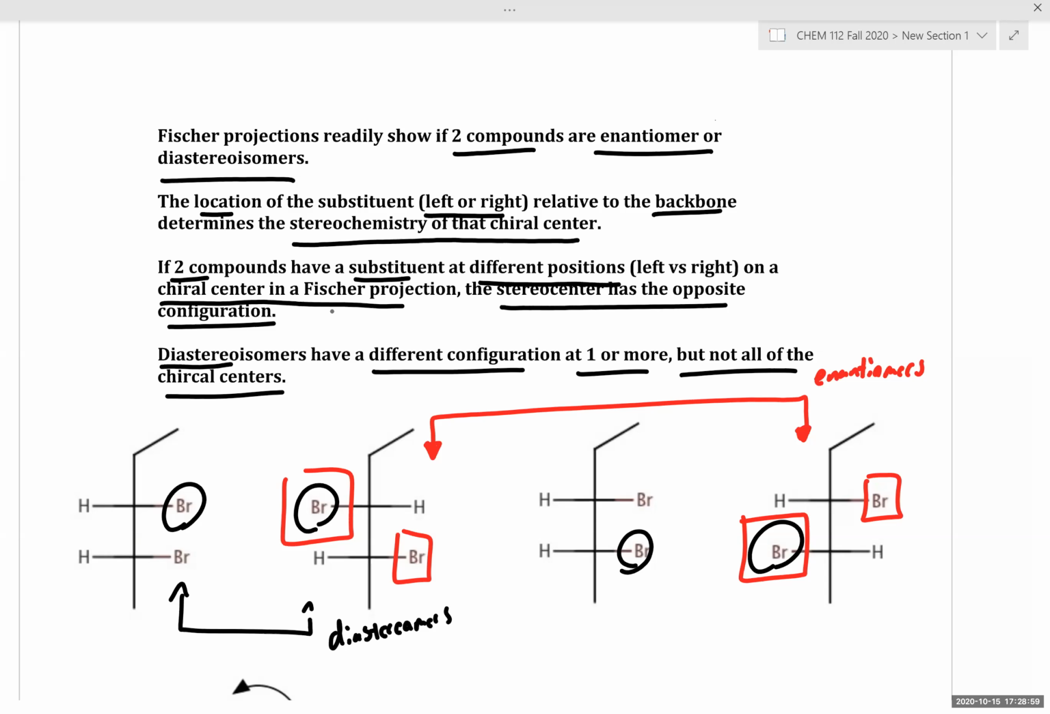Does that make sense to everyone? Can I get some feedback in the chat that everyone's comfortable with this idea? You'll see this a lot when we talk about sugars.